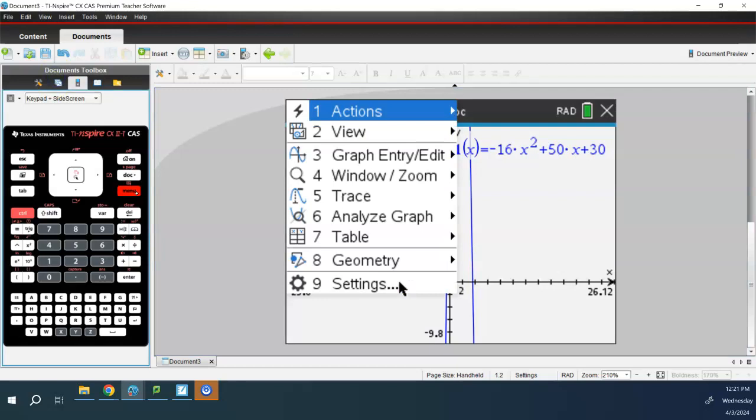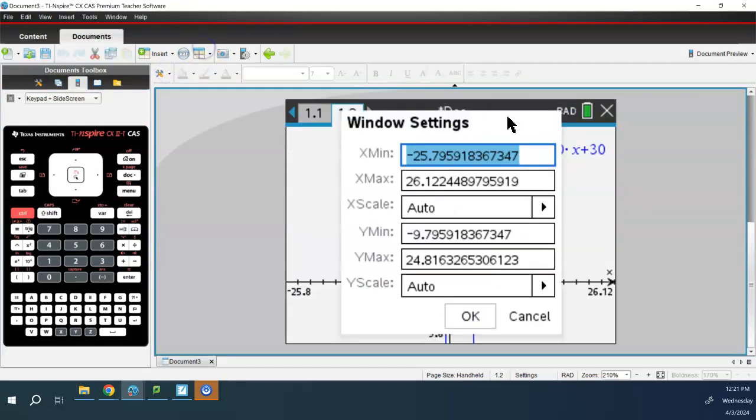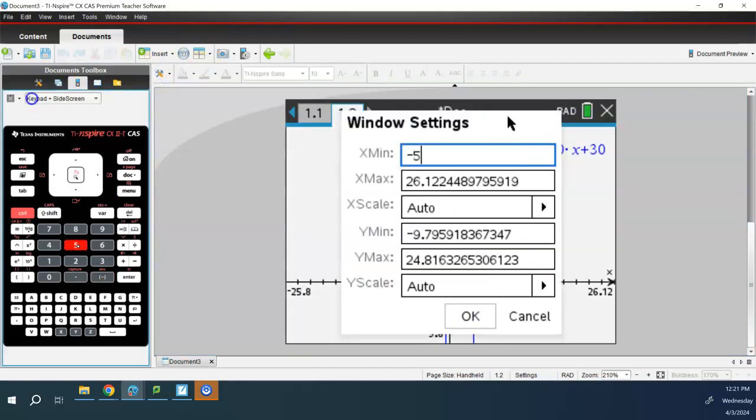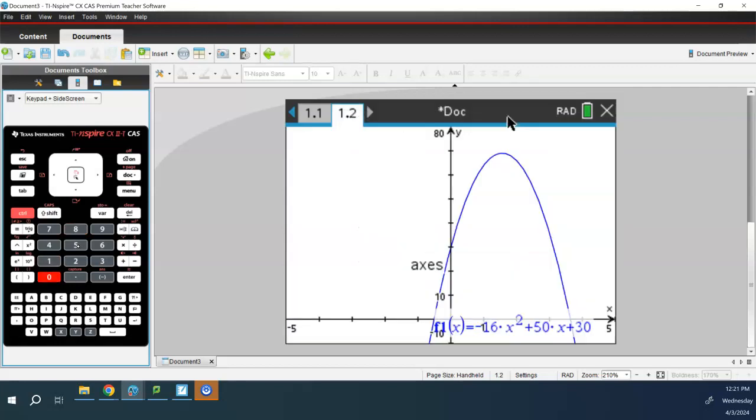We'll go here. Menu, window, zoom, window settings, X-min, negative 5. Tab, 5. Oop, that's 56. That's not 5. 5, 1, negative 10. Oh, we got to go up to 80, I think. There we go. That's if I put it in function mode.